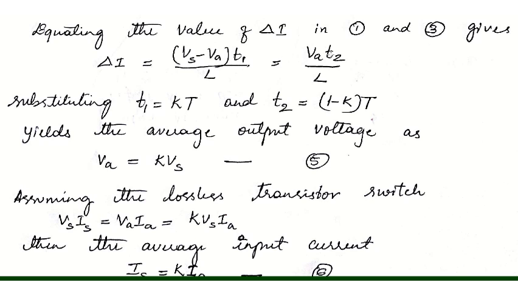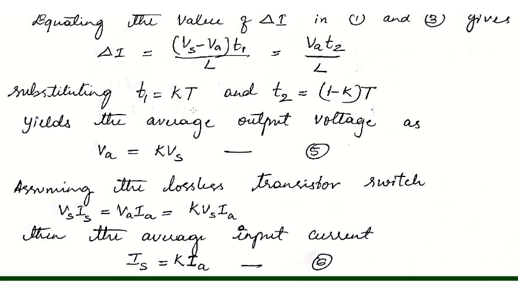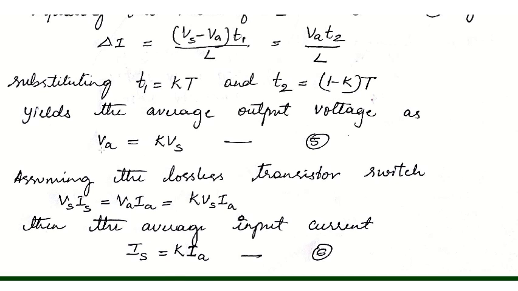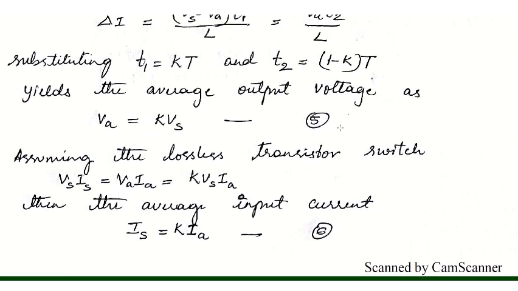So substituting in these equations will yield the average output voltage, that is Va. When you substitute T1 is equal to KT and T2 is equal to (1 minus K)T in these two, you will get the average output voltage Va is given as K into Vs. You can substitute and verify that, though those substitutions are not shown here. You can verify that it's just a two-step substitution. So from that you will get average output voltage as Va is equal to K into Vs. Call it as equation number 5.